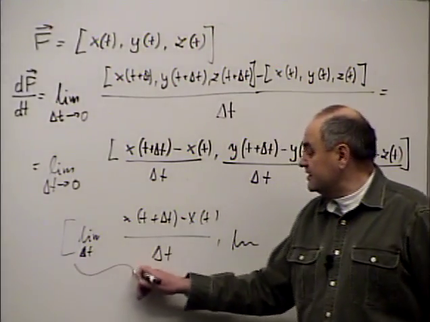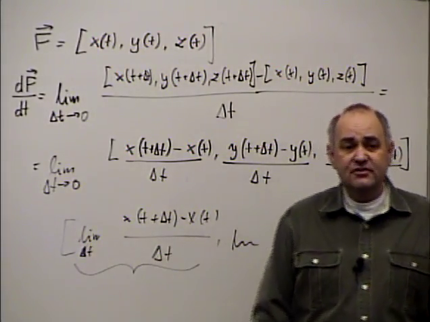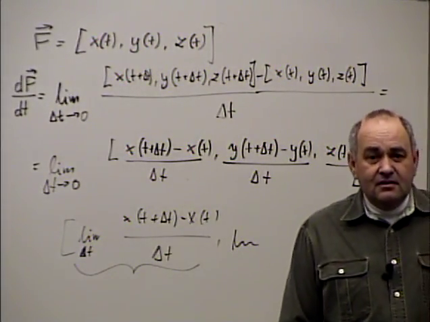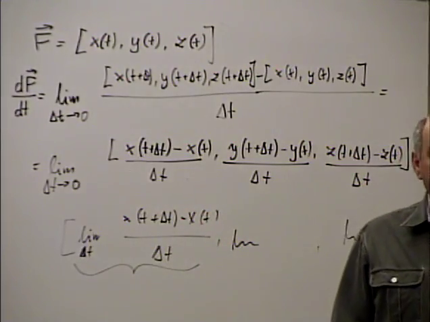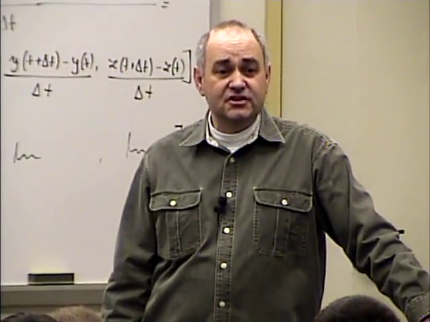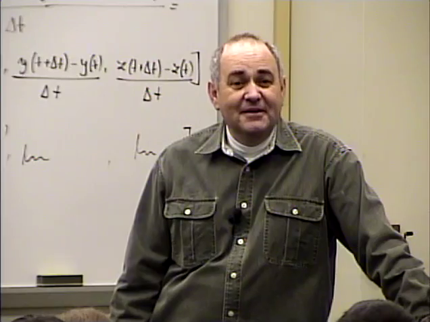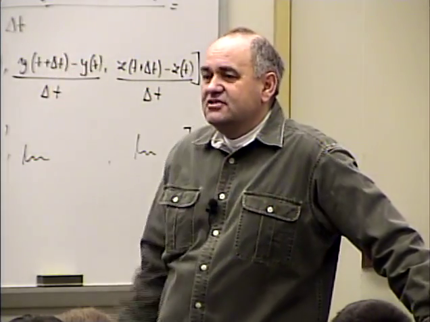Now, can I recognize what that is? It's the limit of the difference quotient for the first component. Derivative. Derivative of what? Nope. It's not the derivative of position. Not the derivative of velocity. Talk to each other, it's the derivative of what?